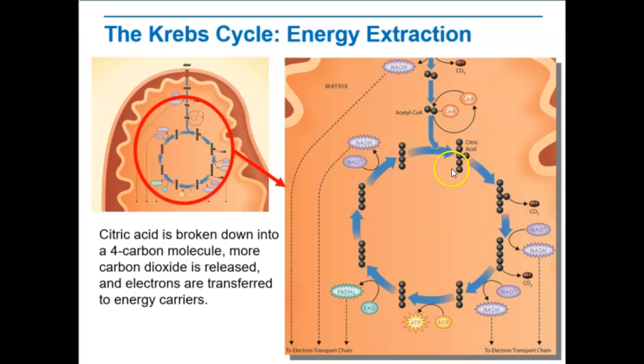Okay, what you need to know for this step, the Krebs cycle: glucose comes in, it's broken down. In the process of breaking it down, we're producing NADH, FADH2, some ATP, and carbon dioxide.